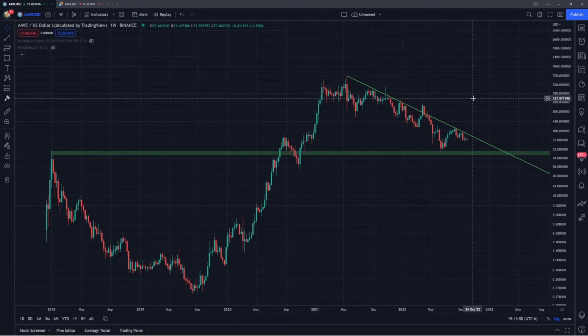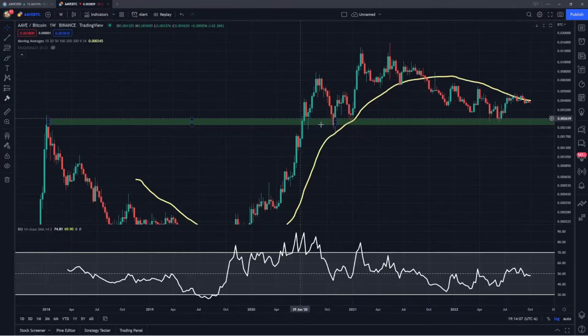Today I'm going to be providing a long-term market analysis for AAVE. In this video, I'll be talking about some longer-term areas of support and resistance, some indicators like the RSI, as well as the AAVE Bitcoin ratio, which I think is extremely important to consider.